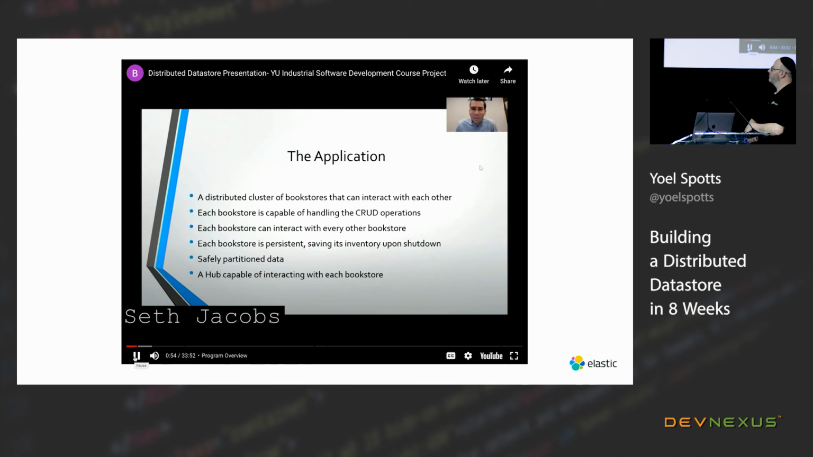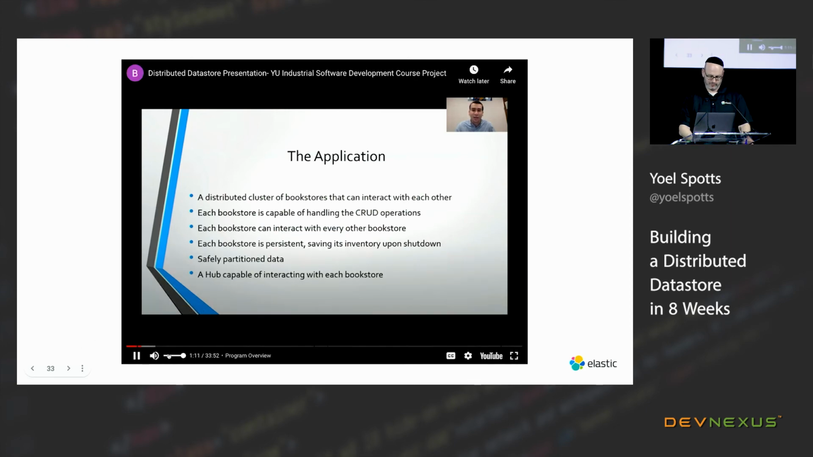Over the course of the summer, we built an application for a distributed bookstore. A bookstore has a repository of books on which the CRUD operations can be performed. You can create a book, read the information of a book, update the information of a book, and delete a book from the repository. The repository is persistent, and the inventory gets saved to disk even upon shutdown. To partition the data evenly, we have one bookstore per server in the network.